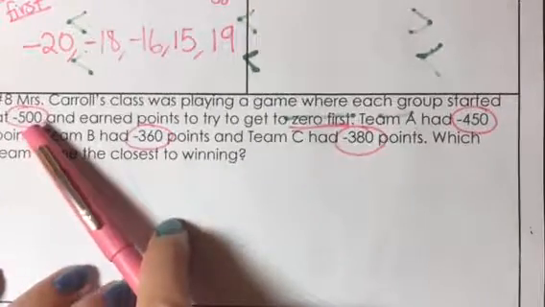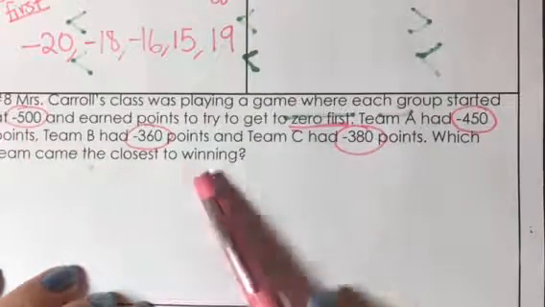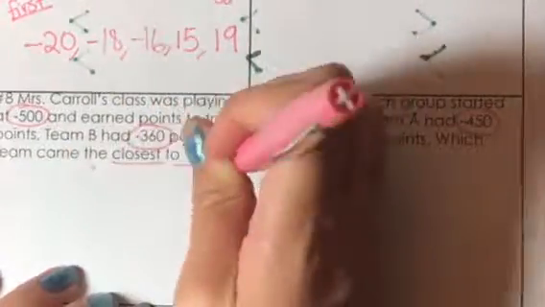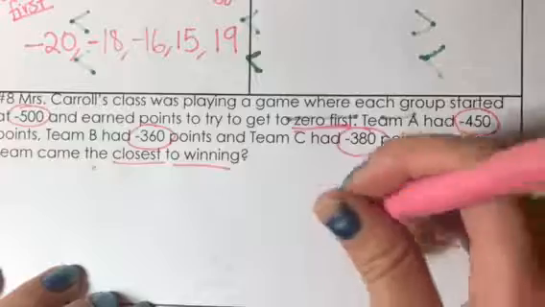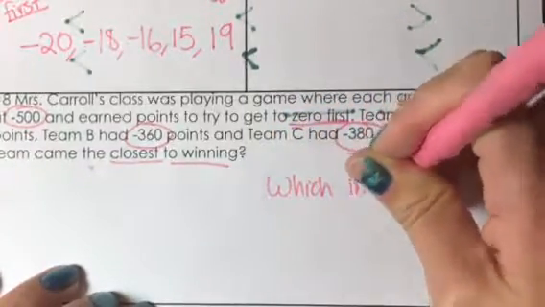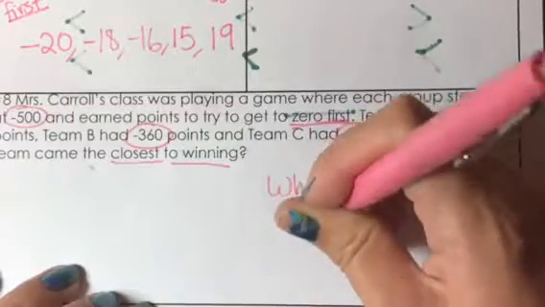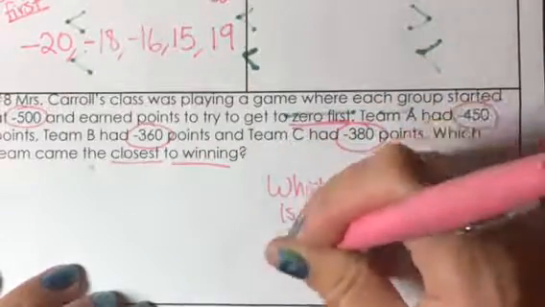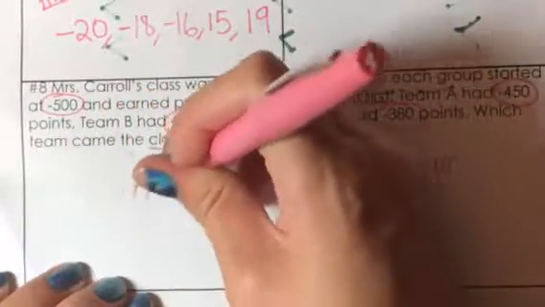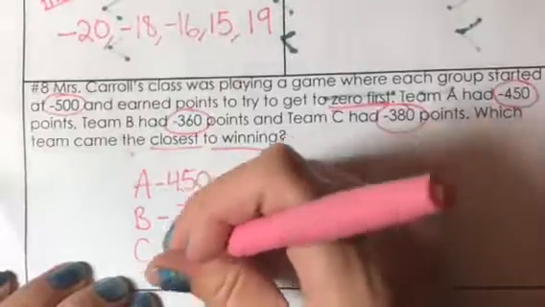So all I need to know is which of these numbers is the closest to winning. They want to get to 0. So that means which integer is closest to 0. That's what they're asking. Gentle reminder, Team A had negative 450. Team B had negative 360. And Team C had negative 380.